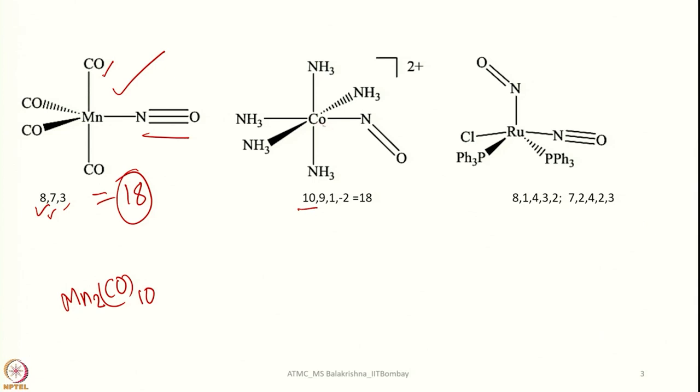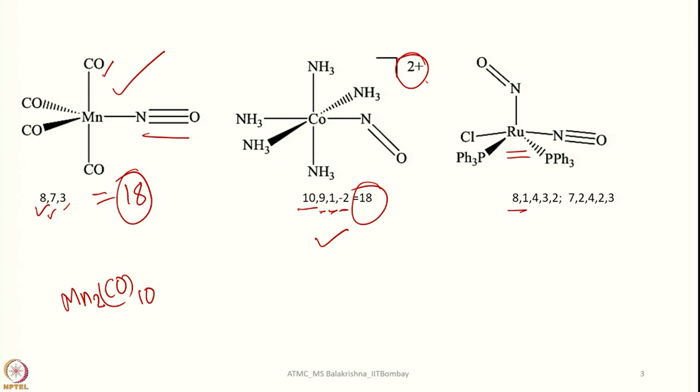By the covalent method, cobalt has 9 electrons, and then NO is bent, so 1 electron it is giving, and 2 charges are there. Subtract 2, so you get 18. So it satisfies the 18 electron rule. And now let us look into this molecule here. Again, go with the covalent method.